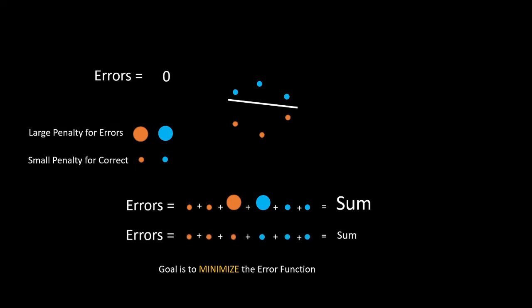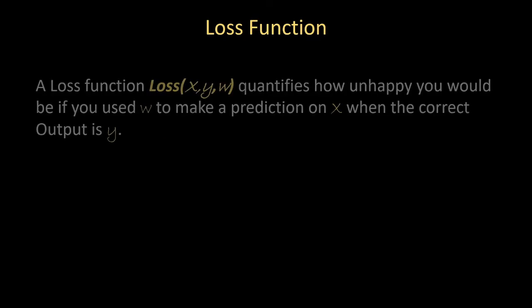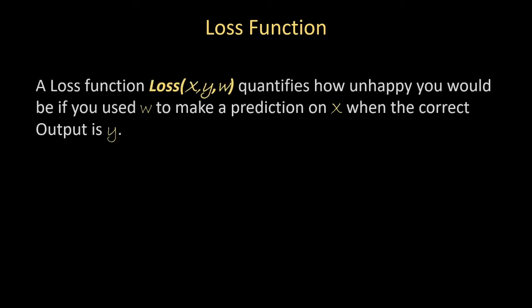So this is really what we want to do in terms of our overall prediction, and it is a measurement of our loss. One way people like to look at this is the loss function. The loss function quantifies how unhappy you would be if you use W to make a prediction on X, when the correct output was actually Y.